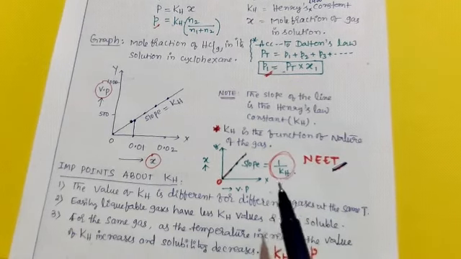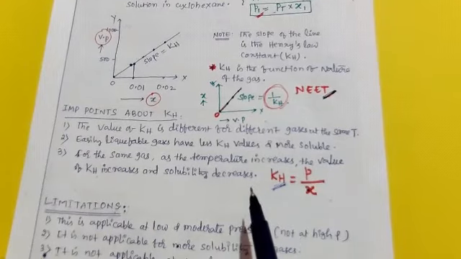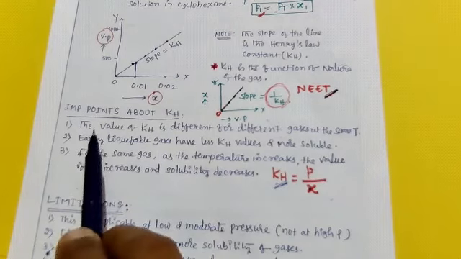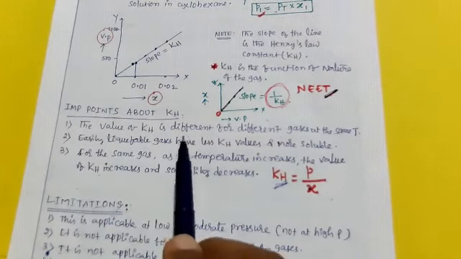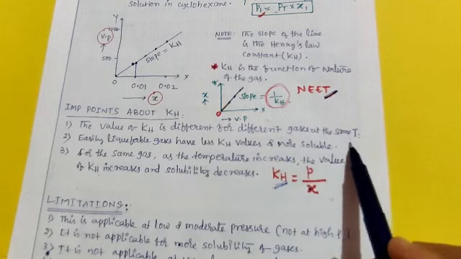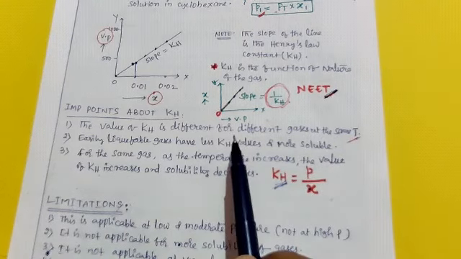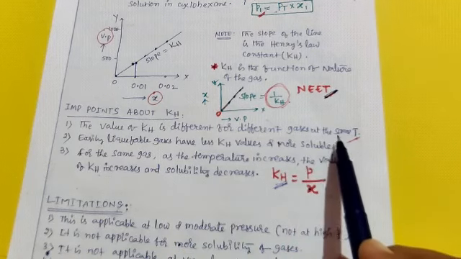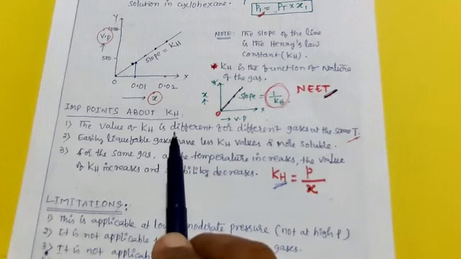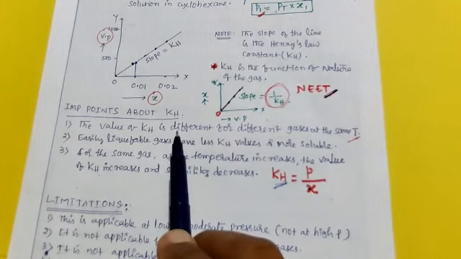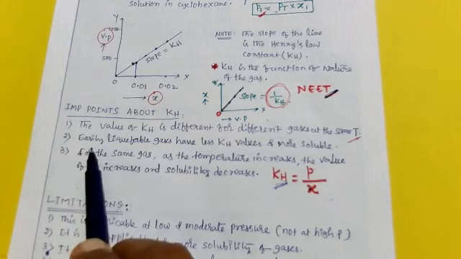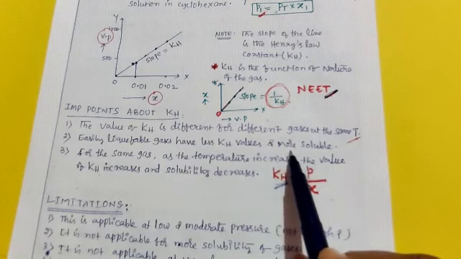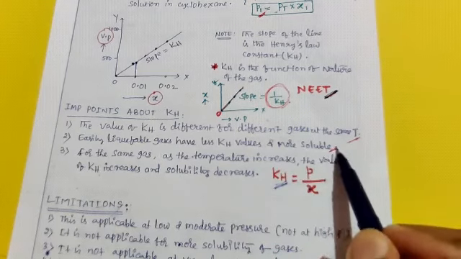Based on Henry's law, there are some important points for objective theoretical concepts. First, the value of KH is different for different gases at the same temperature. In the objective, they may create an option saying the KH value is different for different gases at the same temperature, or they may give the same value for different gases, and based on that create a theoretical question. Again, easily liquefiable gases have a lower KH value and are more soluble. More solubility indicates its mole fraction is more.